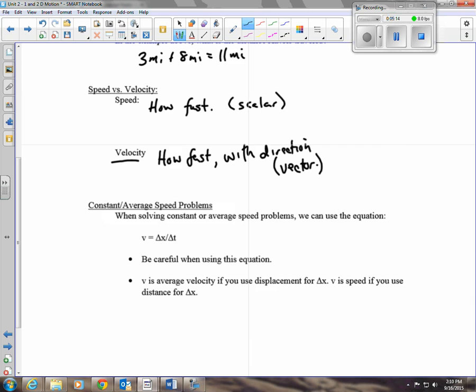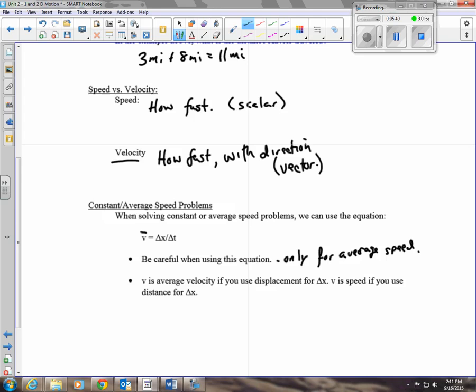So for finding constant or average speed problems, we use the equation v, with a little line over it, meaning average or constant speed, is going to equal delta x over delta t, change in position over time. Now be careful when using this equation. It only tells you your average speed.